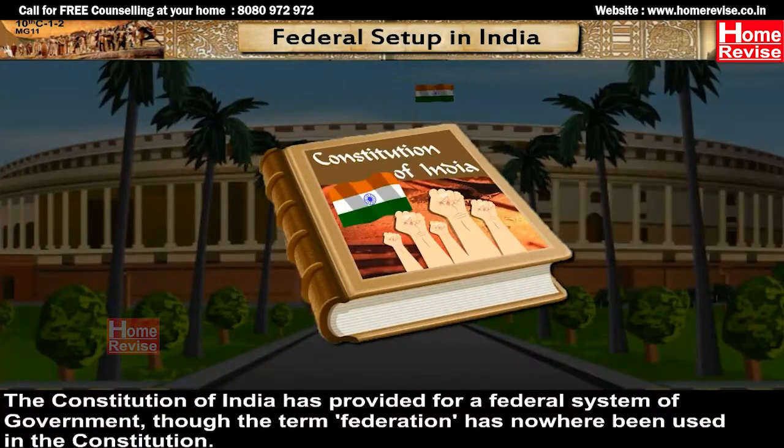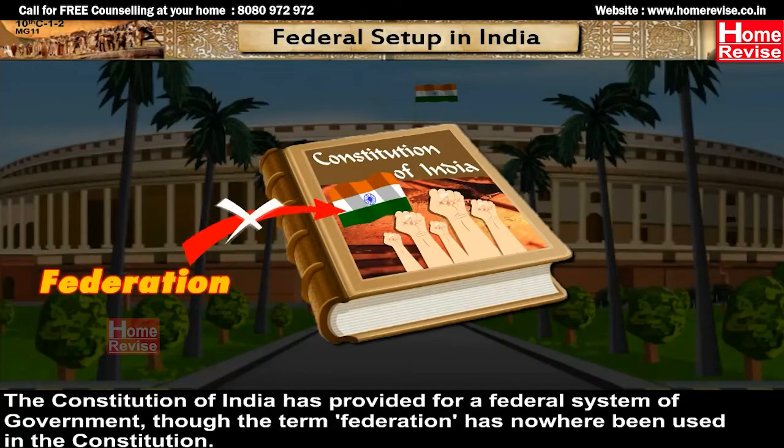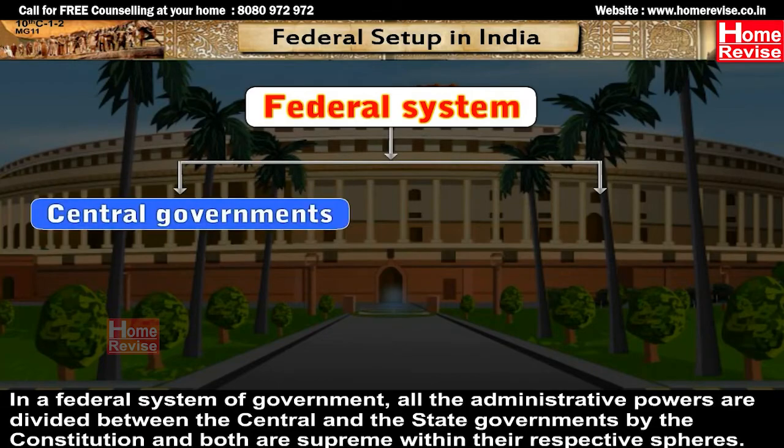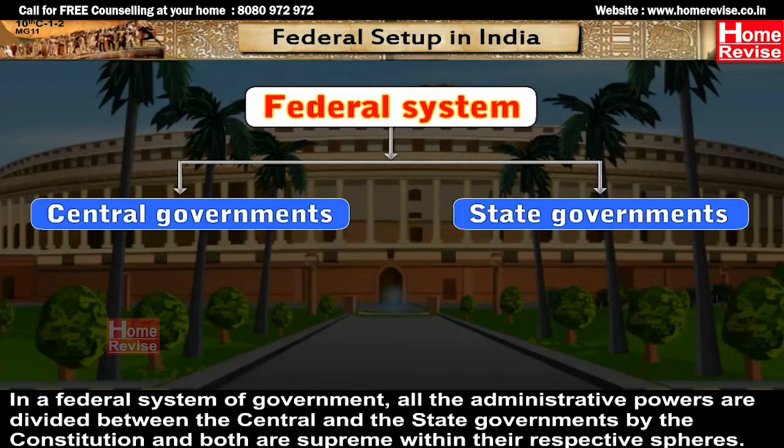The Constitution of India has provided for a federal system of government, though the term federation has nowhere been used in the Constitution. In a federal system of government, all the administrative powers are divided between the central and the state governments by the Constitution, and both are supreme within their respective spheres.